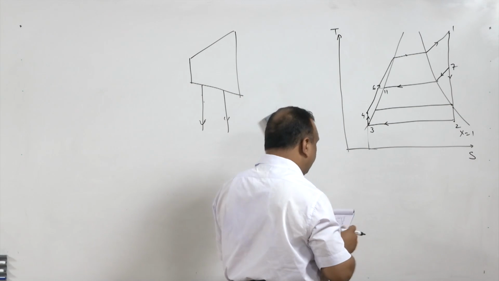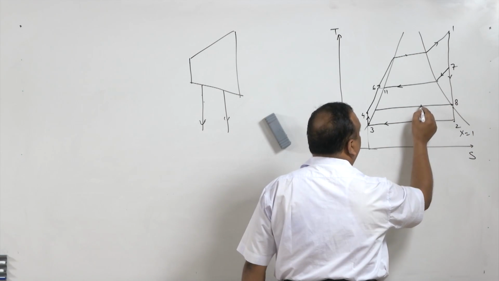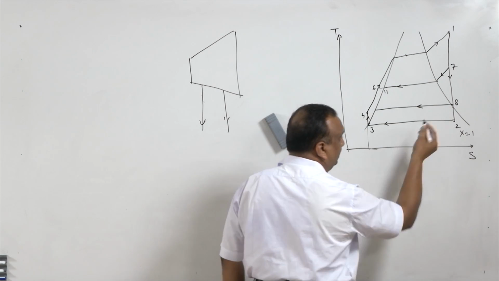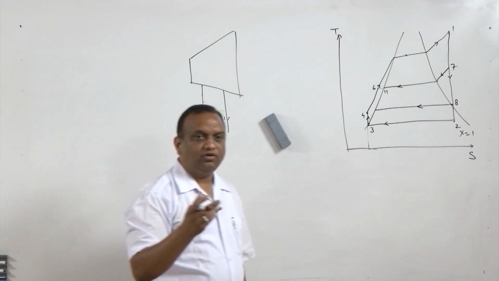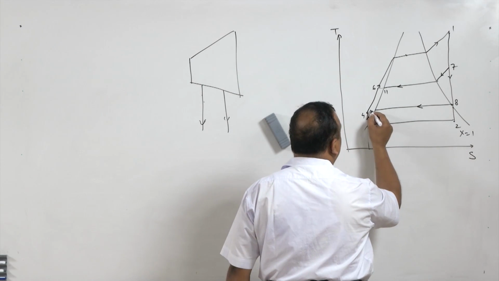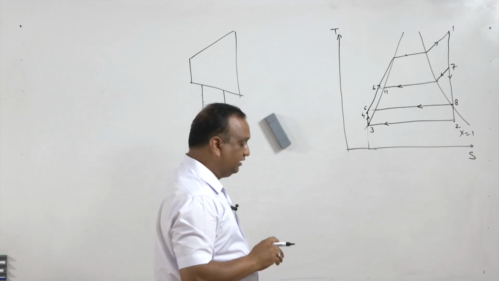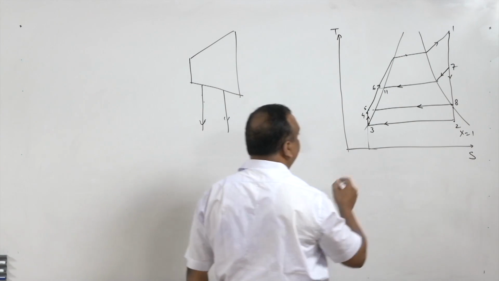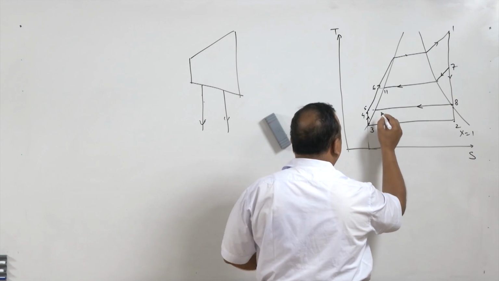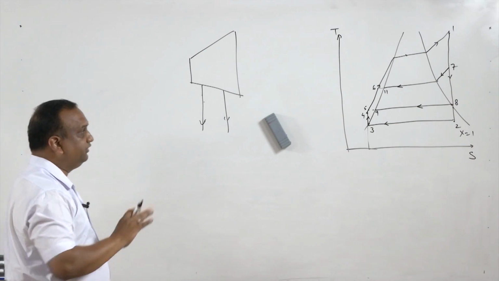So, this state is 8, and the steam tapped at 8 may be superheated, or that we will find out while solving the numerical. So, this steam is again condensed, and heating from 4 to 5 takes place in the second heat exchanger, and this point is 9. So, this is the entire arrangement.